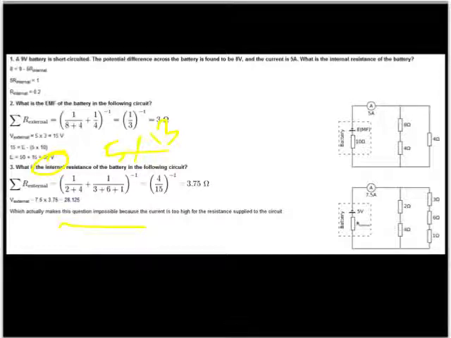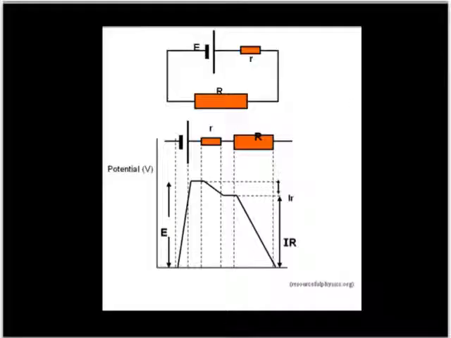This thing is interesting, so have a good read of that. This here is a good little demonstration of the voltage as the current goes around the circuit. You get the rise because of the EMF, no change in the wire, hit the internal resistance, you lose some energy, wire no change, and then your load brings you down to zero. So that's a good little example.